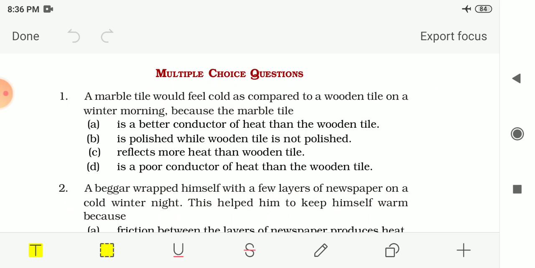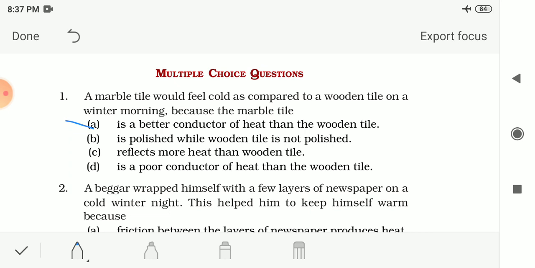morning, because the marble tile, the options are given to you: is a better conductor of heat than the wooden tile, is polished while the wooden tile is not polished, reflects more heat than the wooden tile, and is a poor conductor of heat than the wooden tile. So your answer is option A, because the marble tile is a better conductor of heat than the wooden tile, and since a marble tile is a good conductor of heat as compared to wood, therefore a marble tile will allow heat to pass through itself easily, keeping it cool on a winter morning. So your answer is option A.